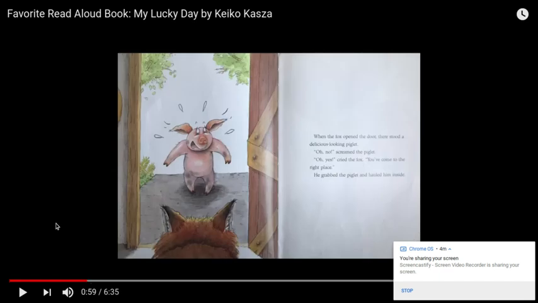When the fox opened the door, there stood a delicious looking piglet. Oh no! Screamed the piglet. Oh yes, cried the fox. You've come to the right place. He grabbed the piglet and hauled him inside.